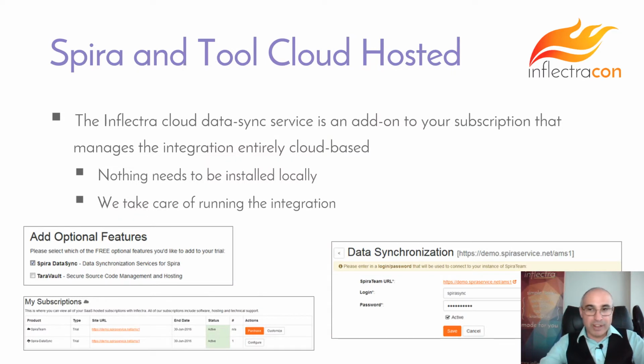We also have a very flexible data synchronization system. It supports multiple different use cases. For example, you can have Spira and the external tool, ADO or Jira, both cloud hosted. If you do that, it's very, very simple. All you do is add on the cloud synchronization service to your subscription, like we do in the screenshots shown here. And once you do that, our cloud service will automatically synchronize the Spira cloud with either Jira Cloud or ADO Cloud. We take care of all of it for you.